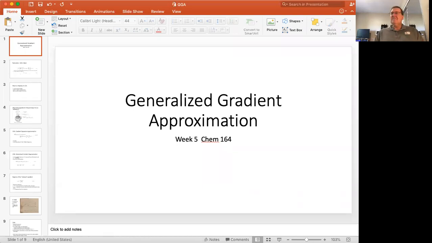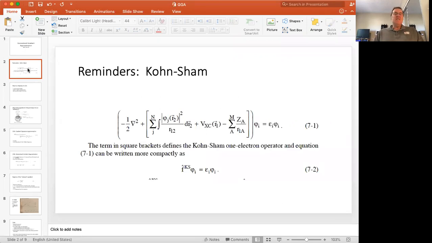All right, part 3 in this series on EXC. And we're going to take a look now at the generalized gradient approximation. So once again, this is a repeat from the last video. Here are the Kohn-Sham equations for the individual orbitals. And what we're looking for is VXC here. Anything else we know how to calculate.